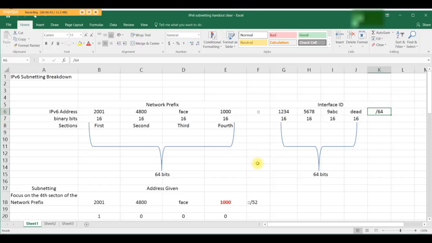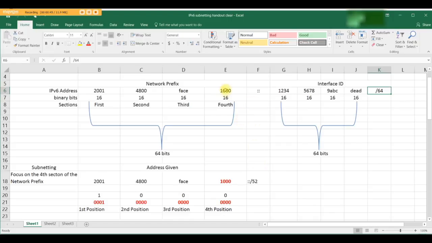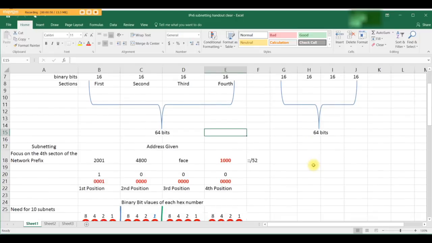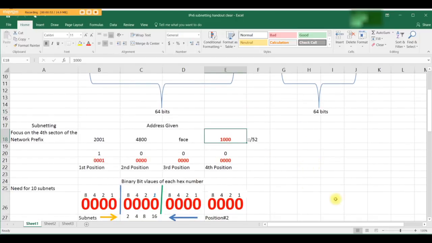All right. So if you're subnetting, the only one we're dealing with is in this particular section right here, the fourth section. Okay. So we take that forward. We have 1,000. We turn that into binary. Now, each one of these hexadecimal numbers, I call it a position. So the first position, second, third, and fourth. And we turn them into its binary format. And you can see here, all 3 zeros and a 1, all zeros, all zeros, all zeros. Now, we have a starting point of 52. This is the address they gave us, and they asked us to subnet.